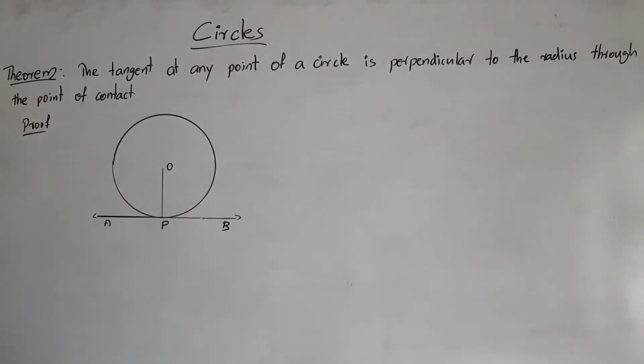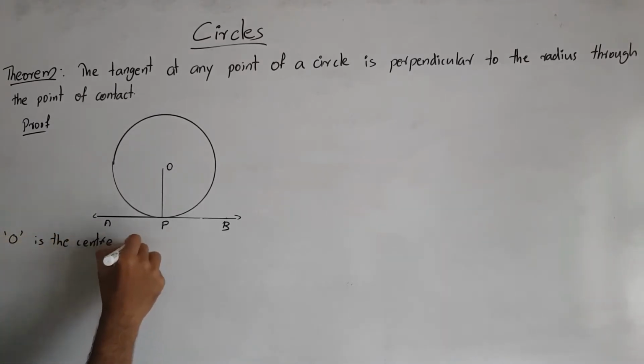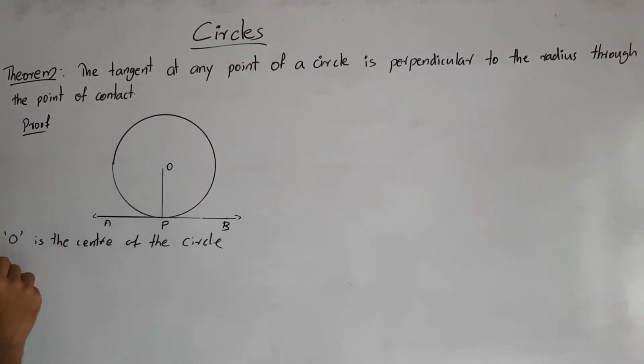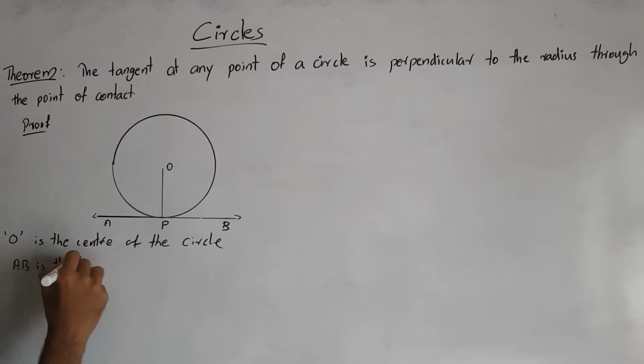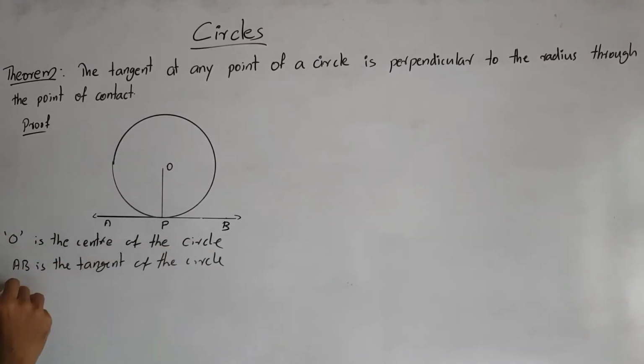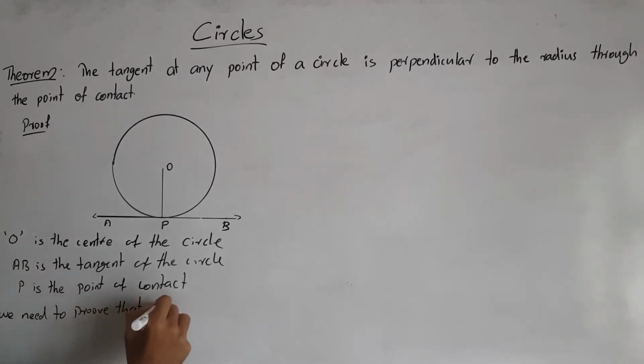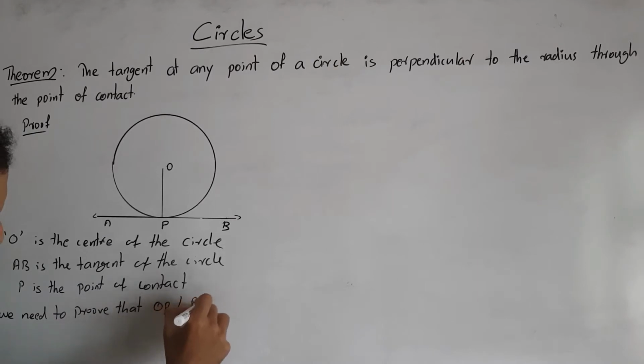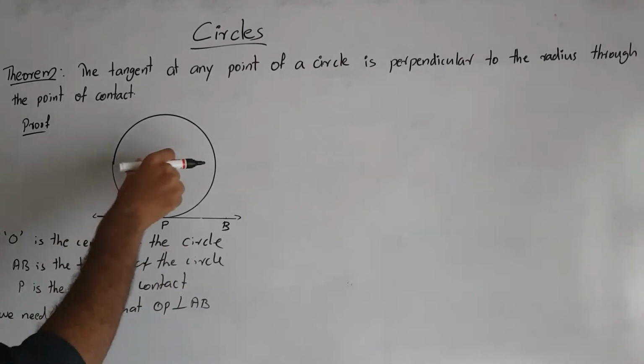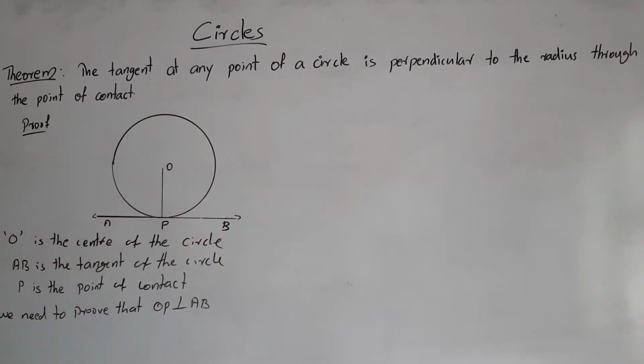So here we start. O is the center of the circle. AB is the tangent of the circle. P is the point of contact. We need to prove that OP is perpendicular to AB. What do we want to prove? We want to prove the radius OP is perpendicular to AB.